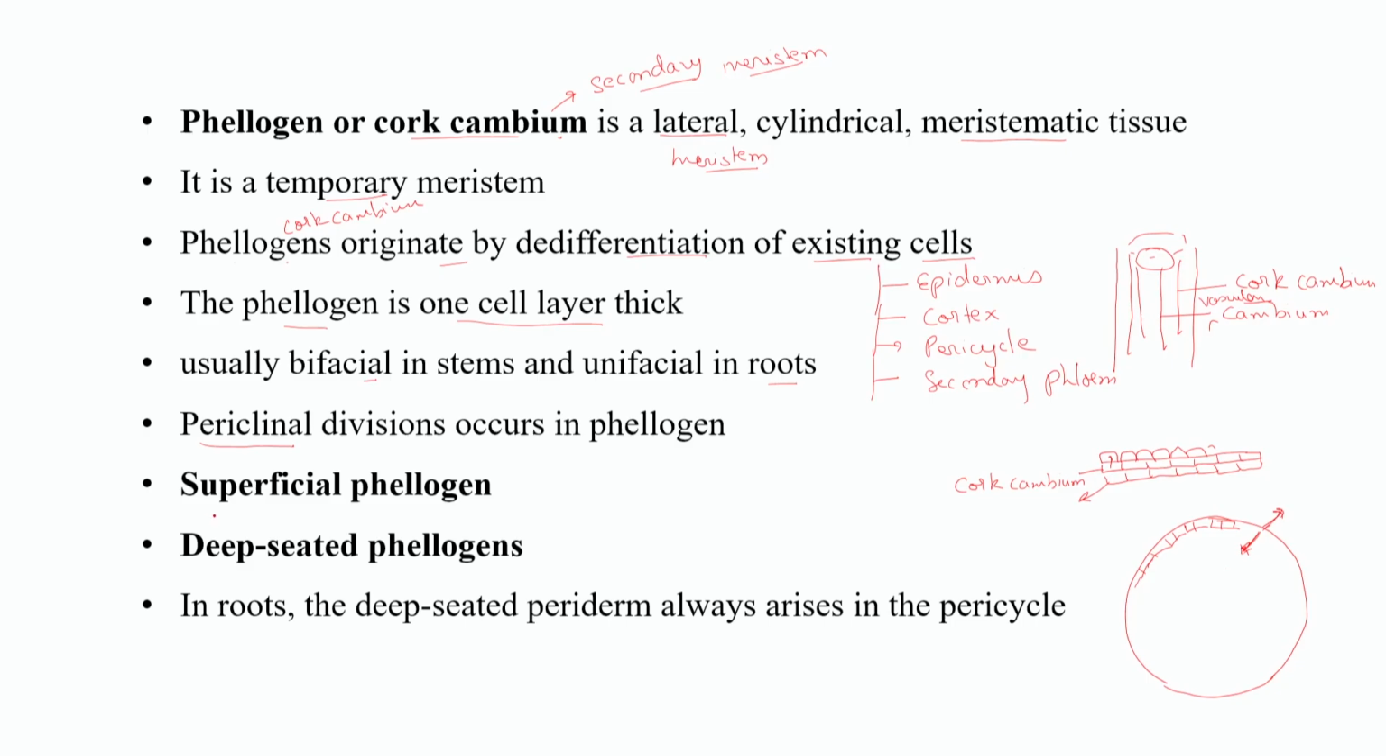Now you can categorize phellogen on the basis of where it is originating. A phellogen could be said to be superficial if it is originating from epidermis or a few layers below epidermis, might be a few layers in the cortical region, or near the surface of epidermis.